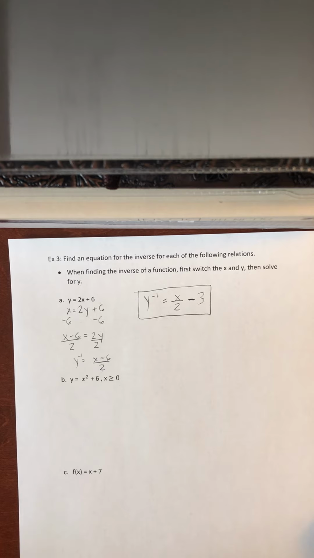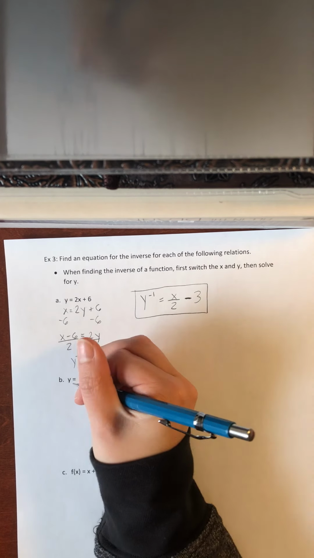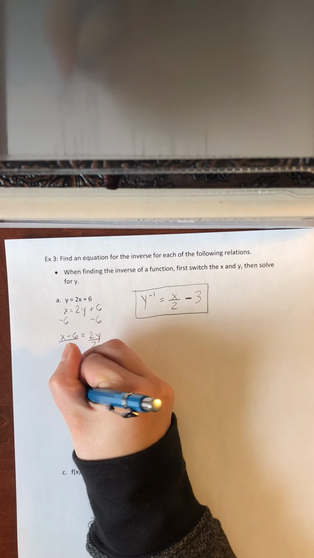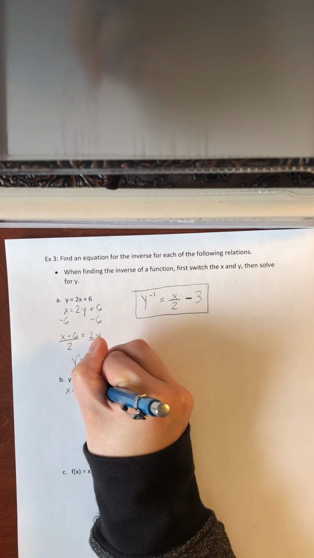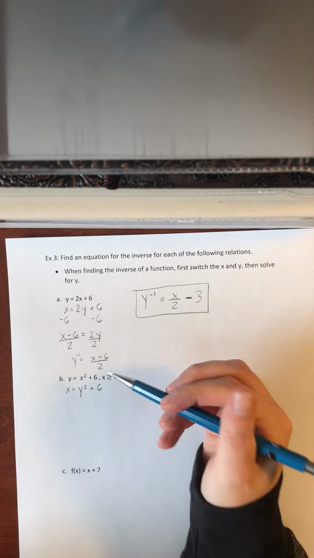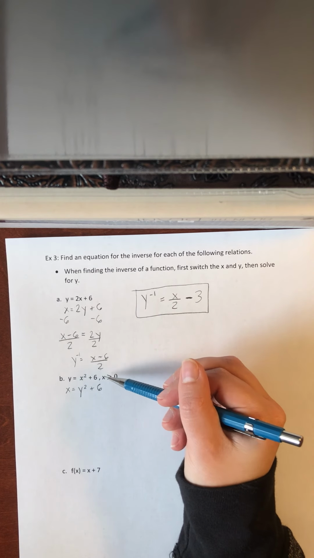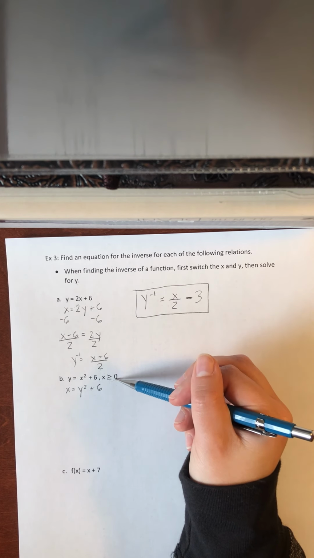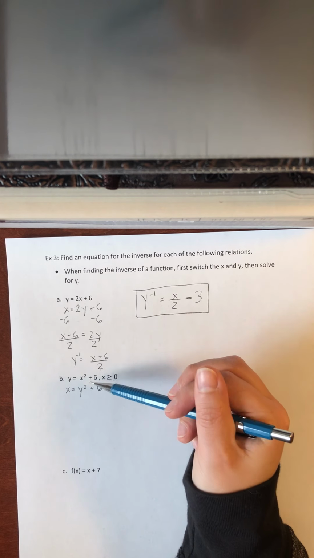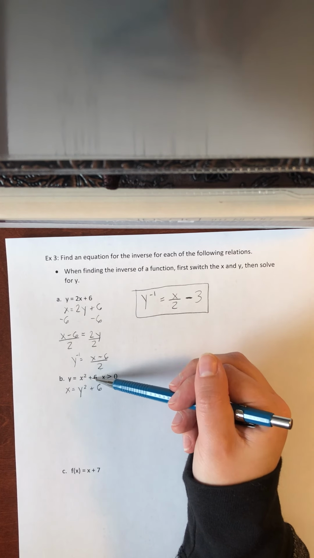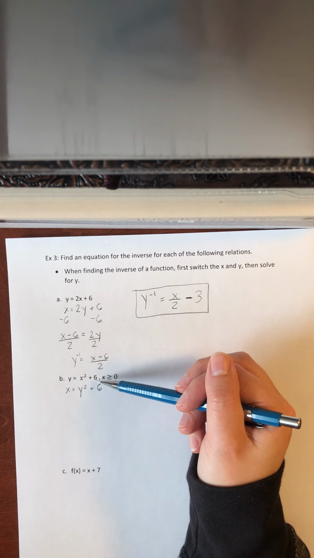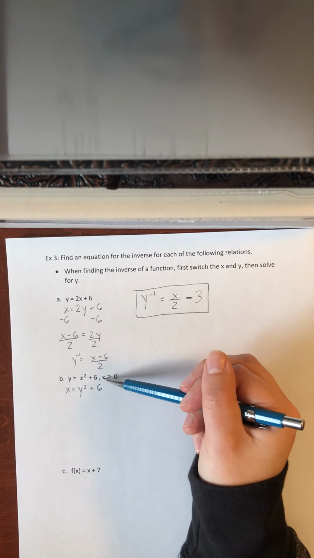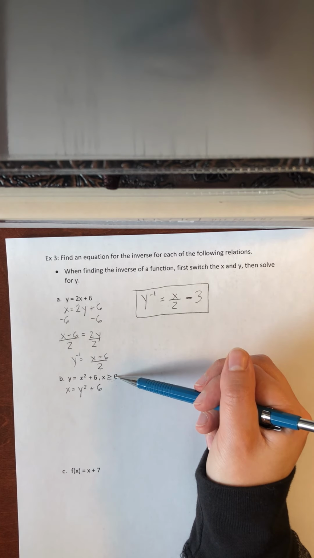Okay, next one. So first step is we need to flip x and y. So we need to substitute in x equals y squared plus 6. Now, you can kind of ignore this. The reason why it says x is greater than or equal to 0, if we think about this, this is a parabola that's moved up 6 units. That's what this looks like. However, parabolas are functions, but they're not one-to-one because they pass the vertical line test, but they don't pass the horizontal line test. So it's saying you only want where x is greater than or equal to 0.